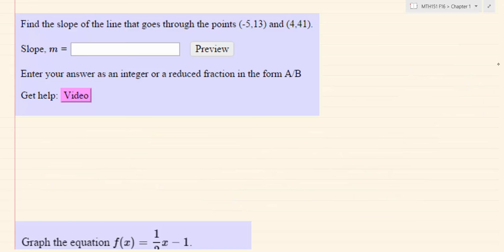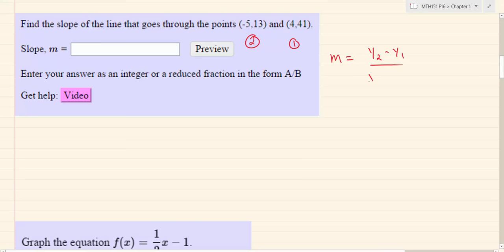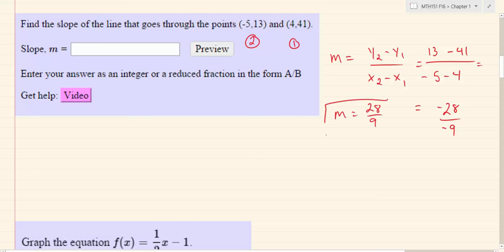So find the slope of the line that goes through these 2 points. So how about we call this, just to change things up, we'll call this point number 2. We'll call this point number 1. M equals y2 minus y1 over x2 minus x1. So we're going to say that the slope of this guy is 28 over 9, and you're done.